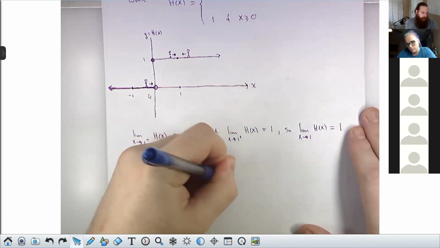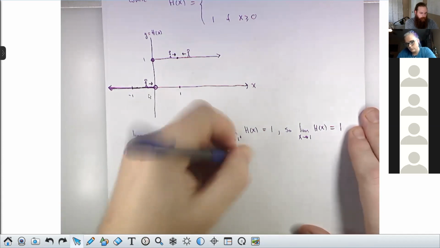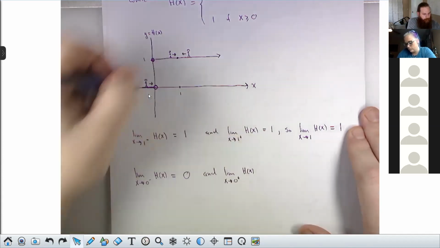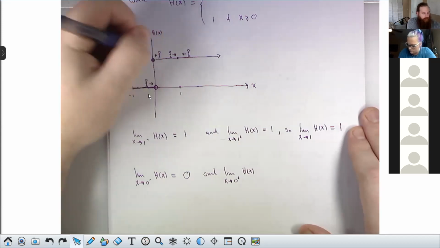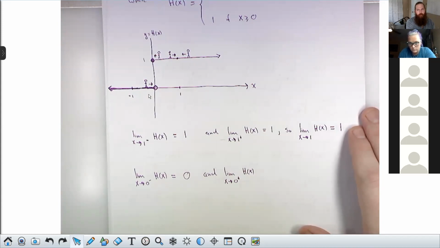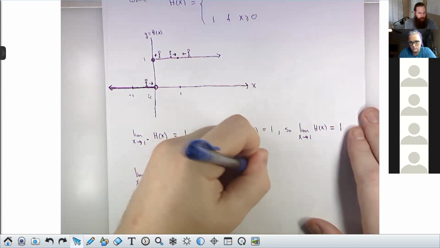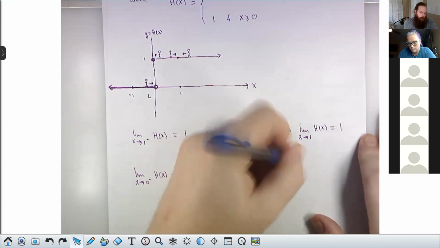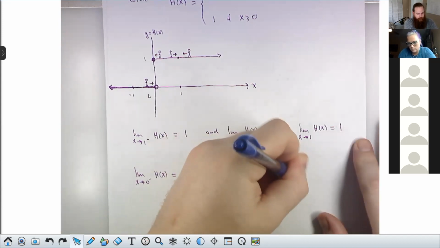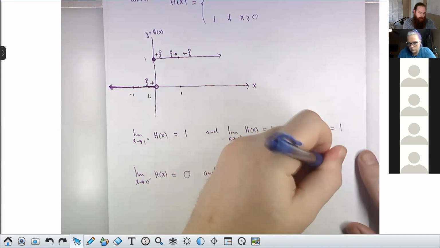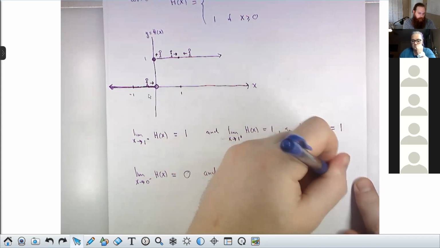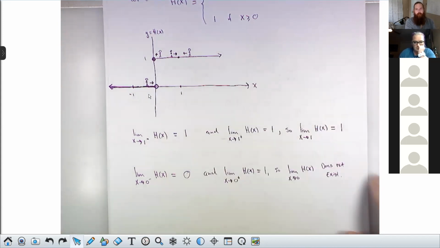What about the limit as x approaches 0 from the right? So that would put me up here, walking that way. What are my y values getting closer and closer to there? 1. Yeah, they're always 1 up there. So the limit as x approaches 0 of h of x does not exist, because the left and right limits aren't equal to one another.